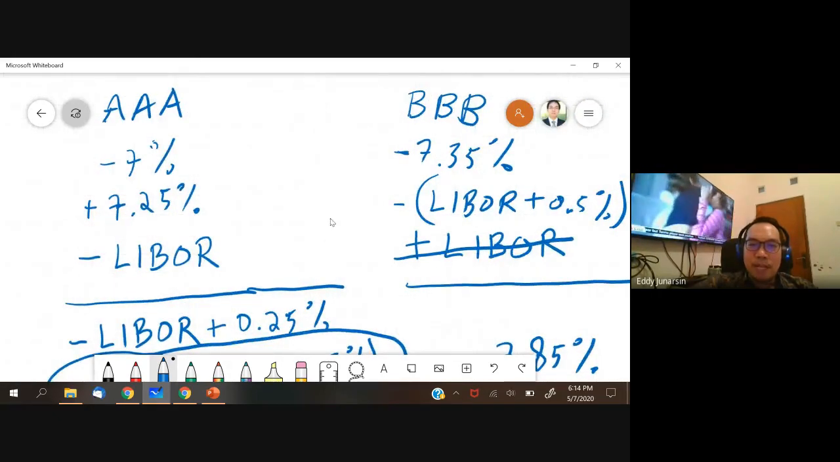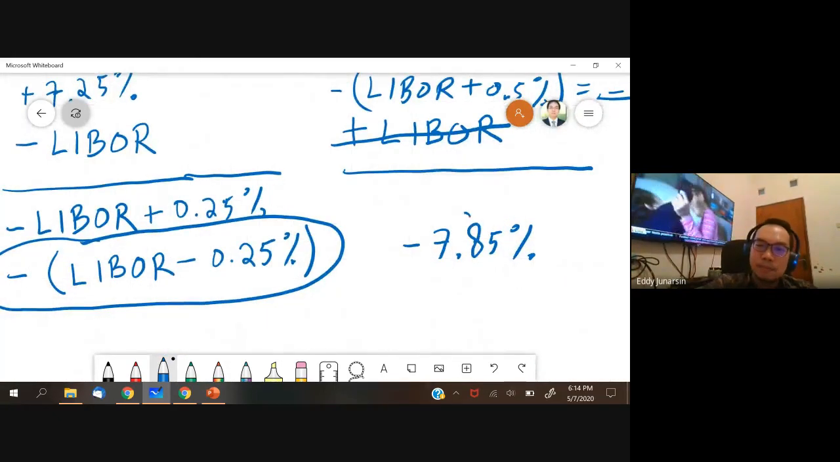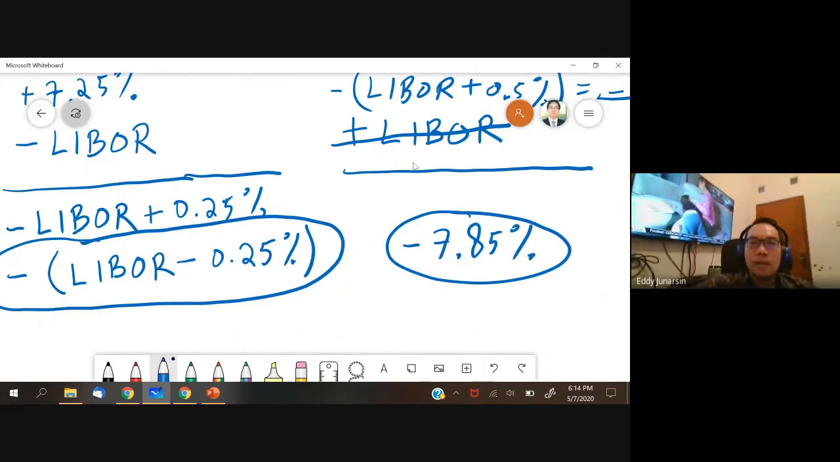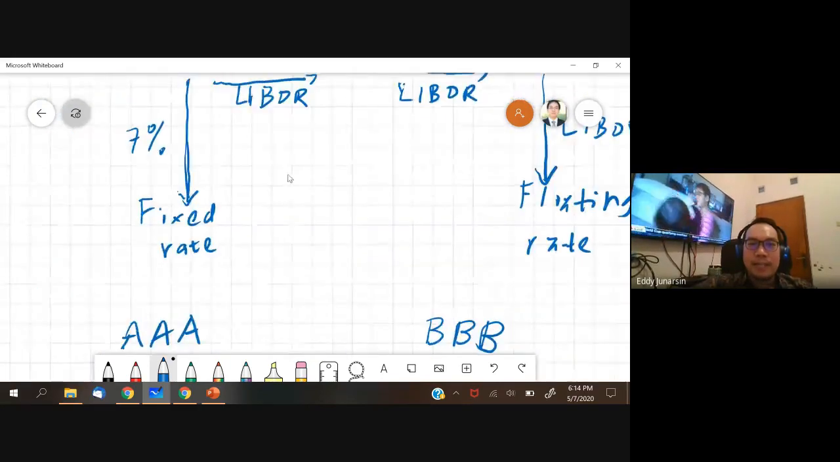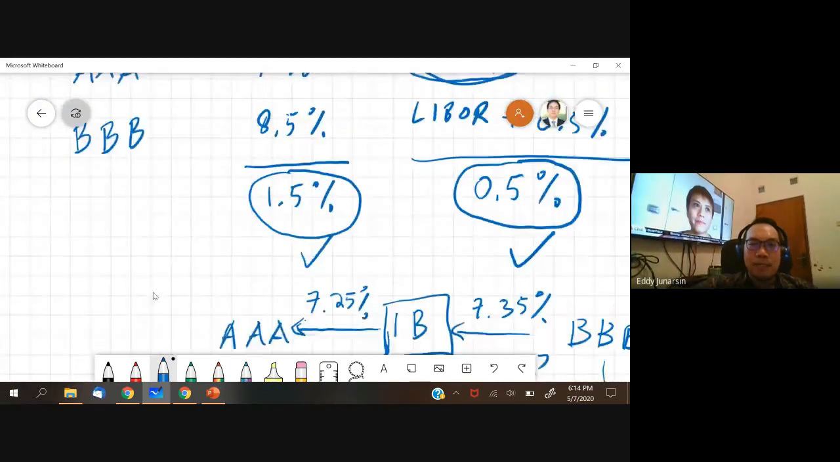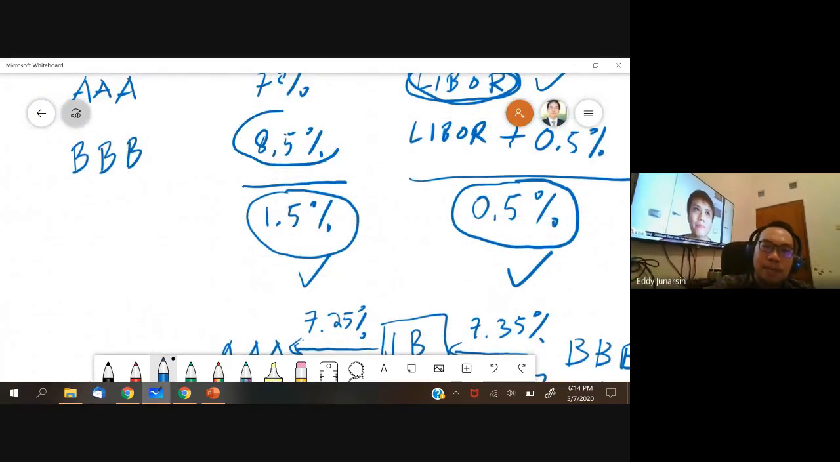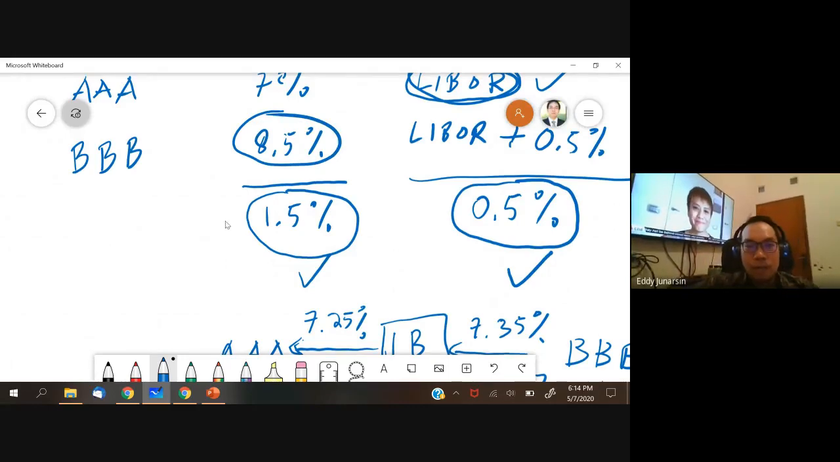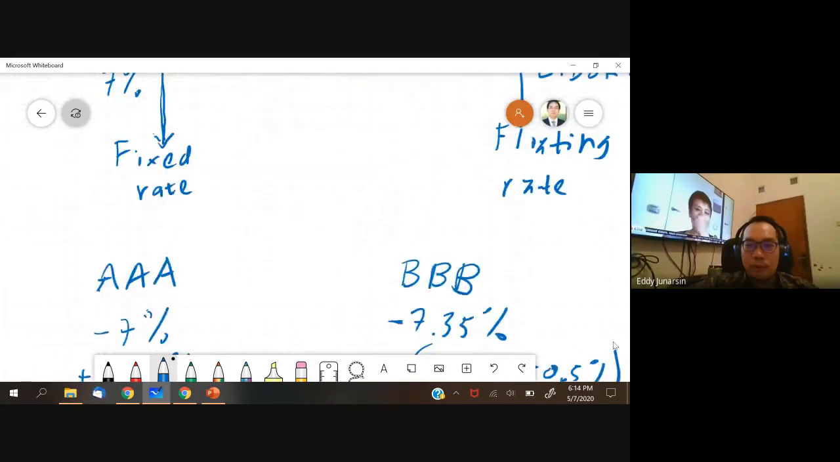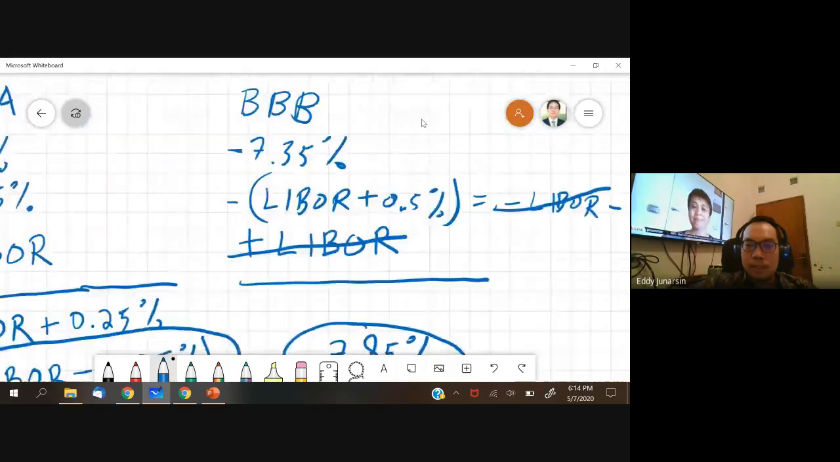What about the triple B firm? Triple B firm ends up paying this. Okay, if it has to issue its own fixed rate debt, it will have to pay how much? So 8.5%, right? 8.5%. So this is good for both, right? So where is it again?